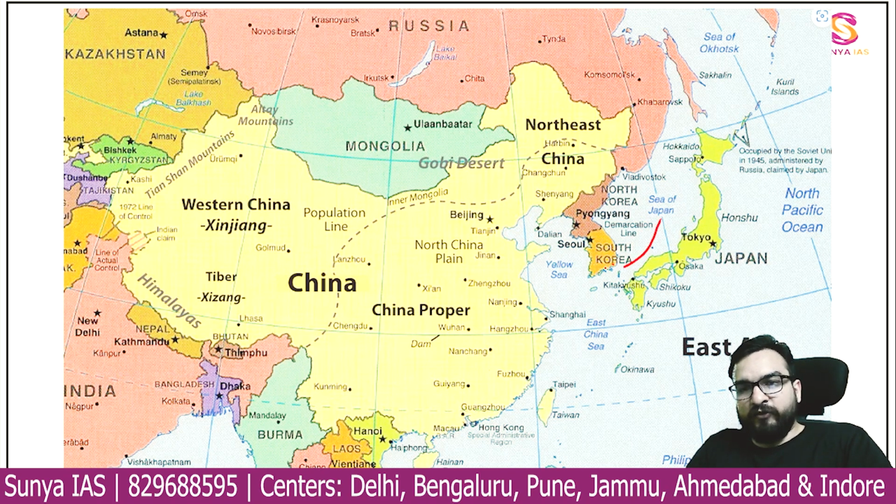You come over here, you have to know about this strait. Then you come over here, you have the Yellow Sea. Then you come downwards, you have the East China Sea. East of China, East China Sea. South of China, South China Sea.